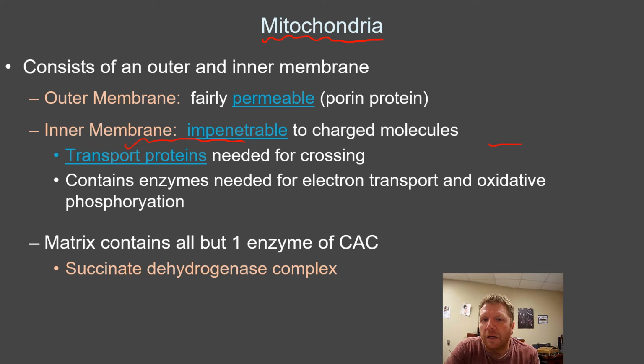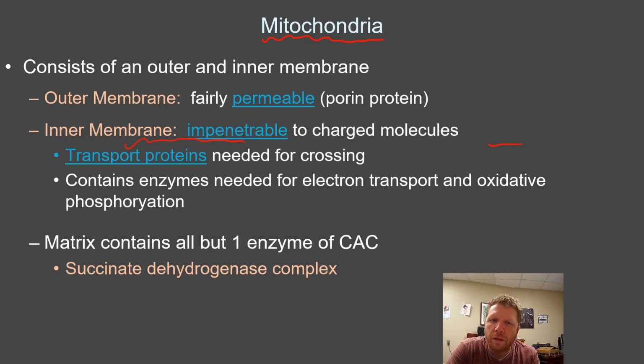Now this is going to contain enzymes needed for electron transport and oxidative phosphorylation. So when you think about the electron transport chain and oxidative phosphorylation, think about most everything functioning, or our gradient, basically across that inner membrane. It's not so much the outer membrane.